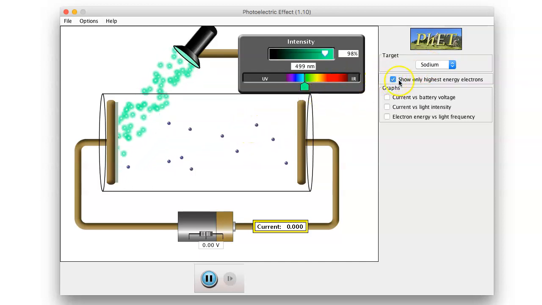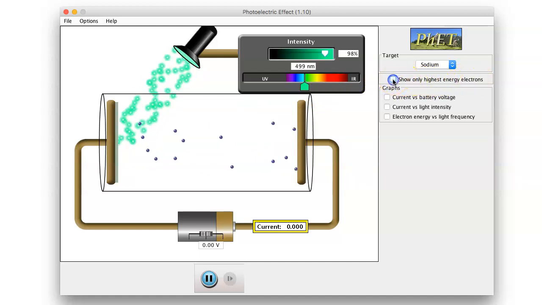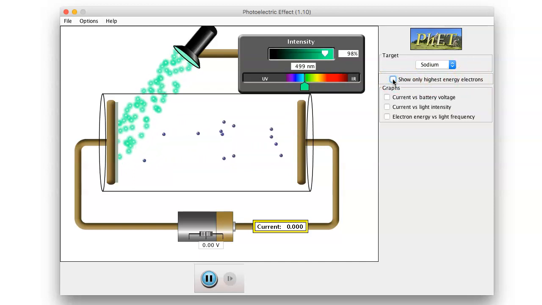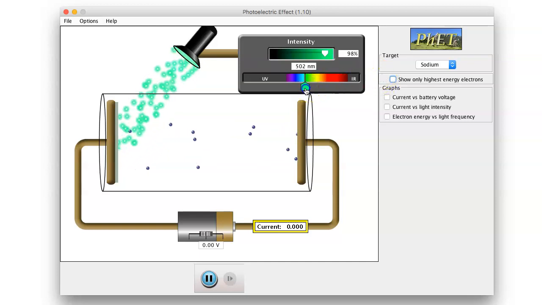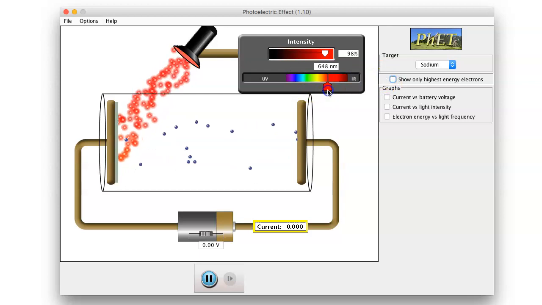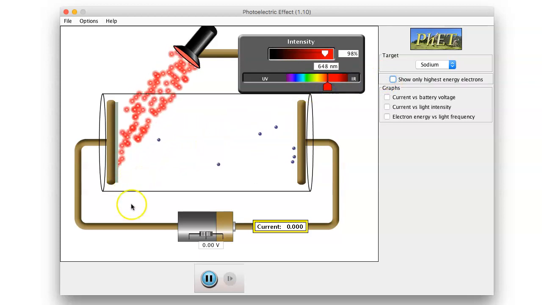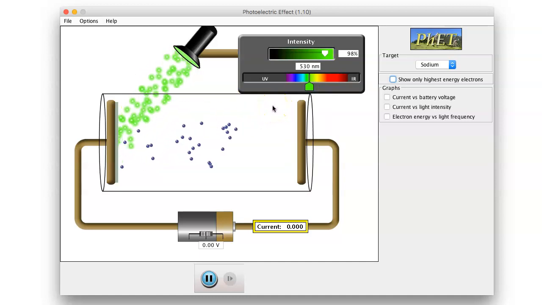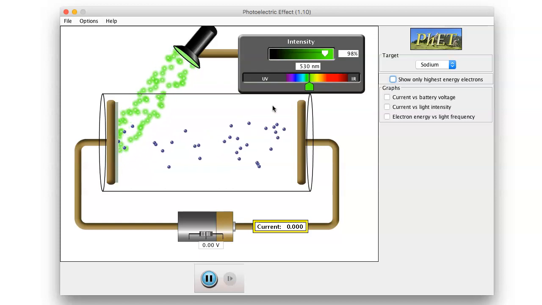Now it has here show only the highest electrons. I'm going to uncheck that because there are going to be different speeds. Now let's talk about this again before we get to PES. Let's review. Anytime I go below this threshold, no matter what the intensity is, I no longer have any electrons being emitted. So it's important you understand I have to exceed the threshold, which means each individual photon, whose energy is Planck's constant times the frequency, has to be high enough to eject the electrons. That's the most important of the first two parts of the photoelectric effect.